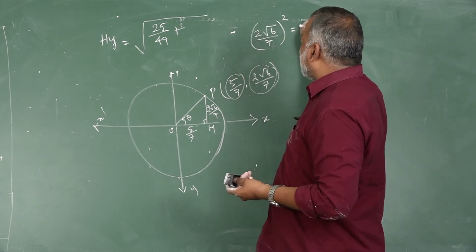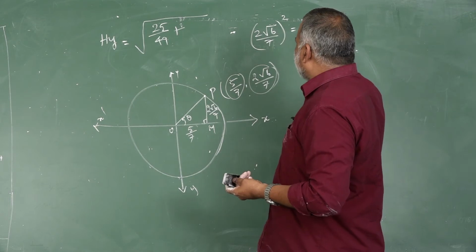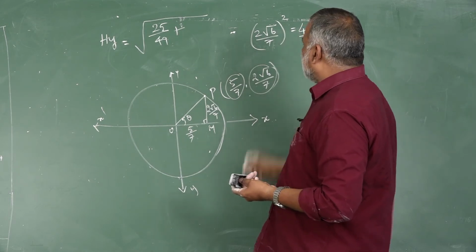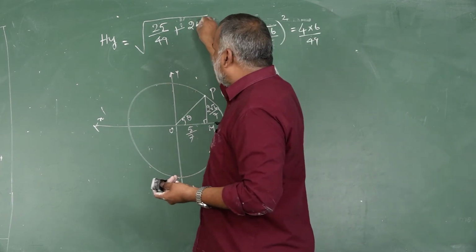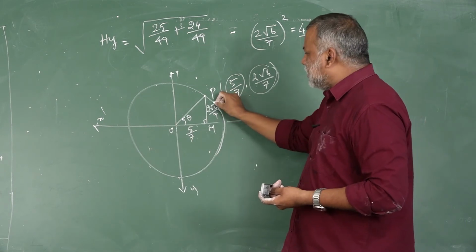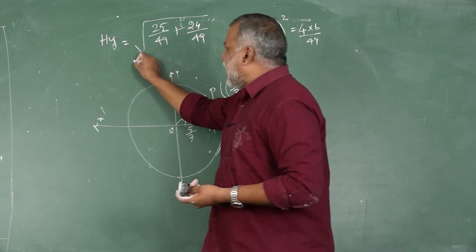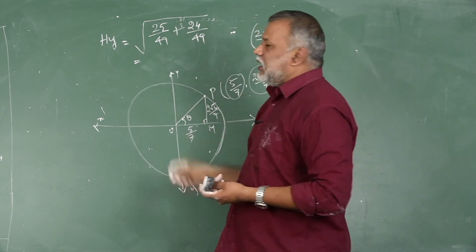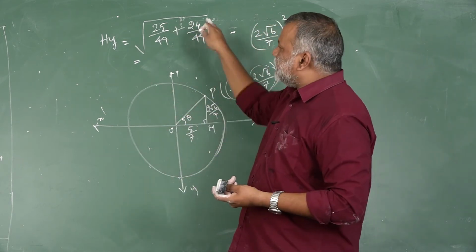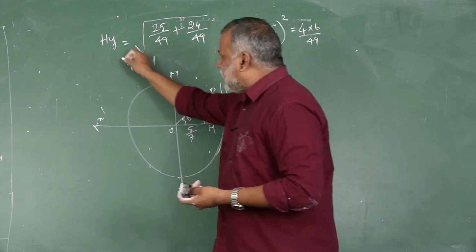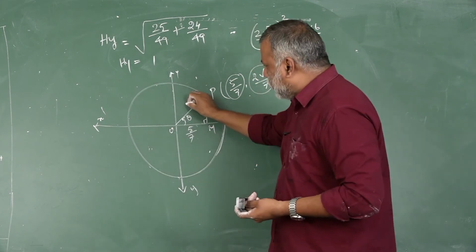That means 2 squared becomes 4. Root 6 squared means 6, divided by 7 squared means 49. 6 into 4 we can get 24 divided by 49. Carefully square this data. This is 2 root 6. Now adding these two values, we are getting 49 by 49. That means the square root of 49 by 49 is nothing but 1. Therefore this OP, the hypotenuse value, is 1.